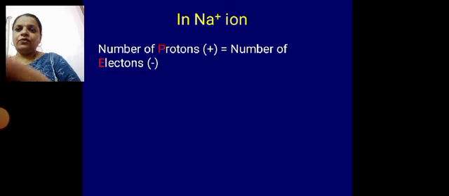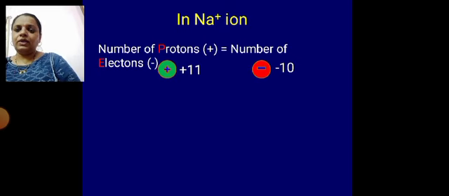What about the sodium ion? For the formation of the sodium ion, we already know that it has plus 11 protons and it loses one electron. After losing one electron, it has 10 electrons. Now the total charge is plus 1, which will always be seen on the sodium ion.